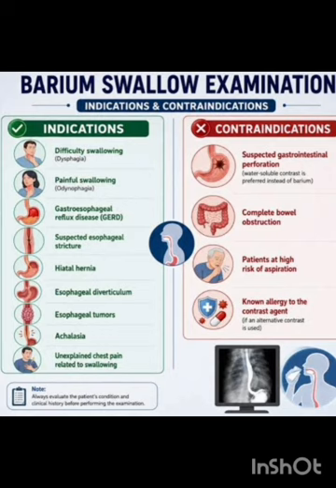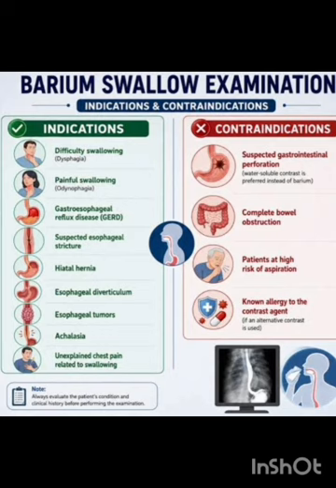Then contraindications. In this, esophageal surgery, esophageal perforation. Esophageal perforation means a hole in the wall of the esophagus. Then suspected pregnancy. A pregnant patient should not be allowed into the X-ray examination, so this is contraindicated. Then complete bowel obstruction. And then we move into the equipment.